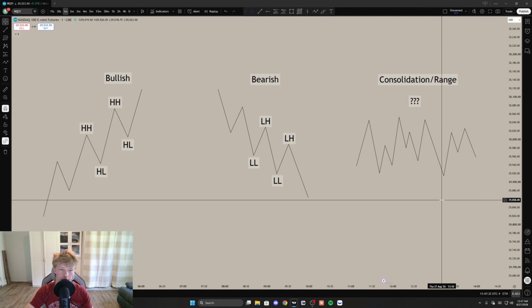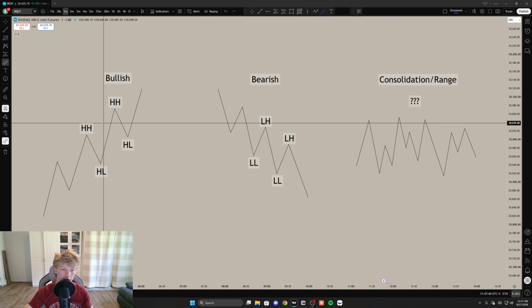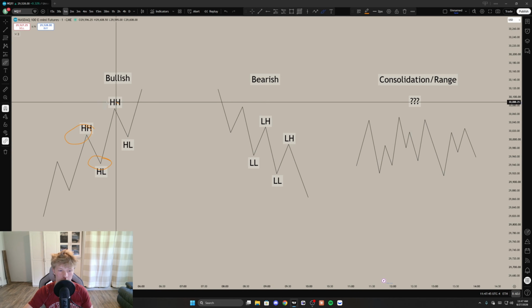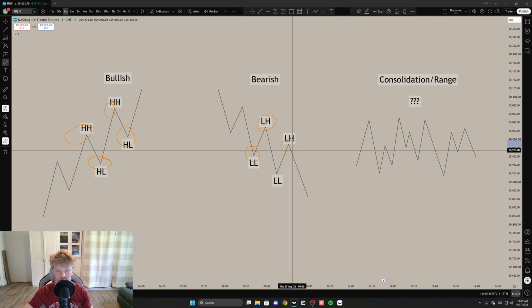Take a screenshot of it, write down in your notes, whatever you need to do. So these are considered swing highs and swing lows inside of the market, okay? So this would be considered a swing high. This would be considered a swing low, swing high, swing low, swing high, swing low, swing high, swing low. Okay. That is how I want you guys to view this for now.